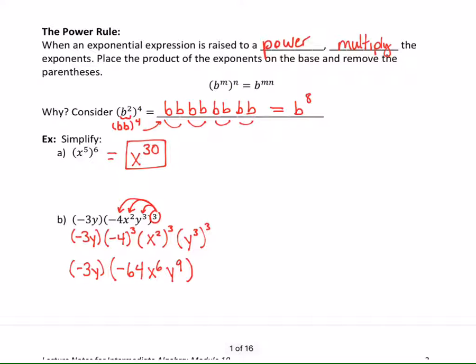Now let's multiply all of this times negative 3y. So negative 3 times negative 64. I'm going to have to scribble that off to the side here. 64 times 3 is 2, carry your 1. So 192. It's positive, because a negative times a negative is positive. X to the 6th. Y to what? The 10th. Because we add when we're multiplying. Add exponents.